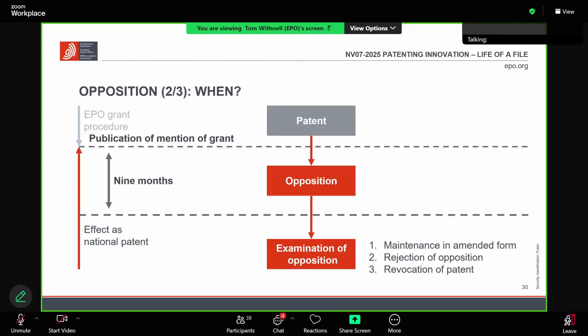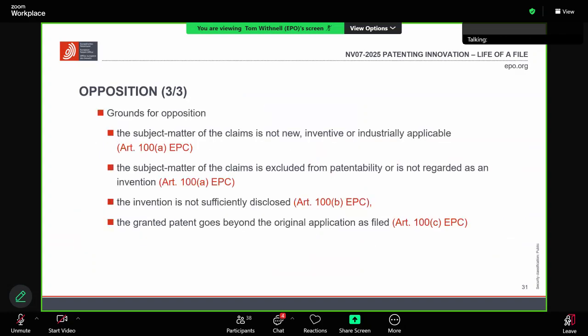The outcome of the opposition may be maintenance of the patent as granted, rejection of the opposition, the patent may be maintained with amendments, or it may be revoked. And as I said, the party adversely affected by this decision may appeal. The opposition must be filed within 9 months from the granting of the patent, from the moment in which the patent is published, the publication of the grant. Next one, please.